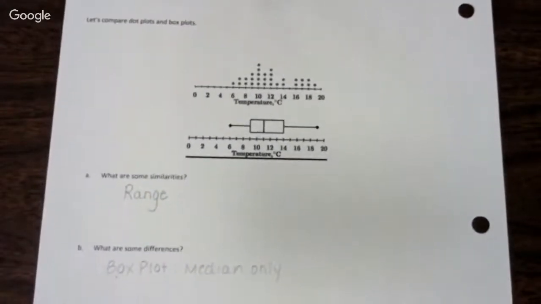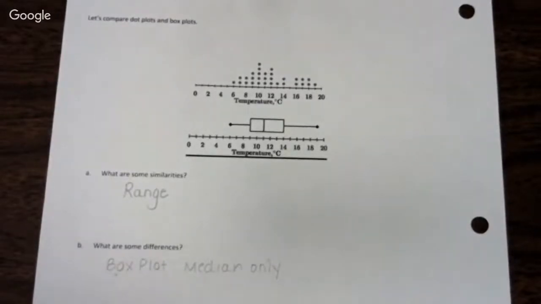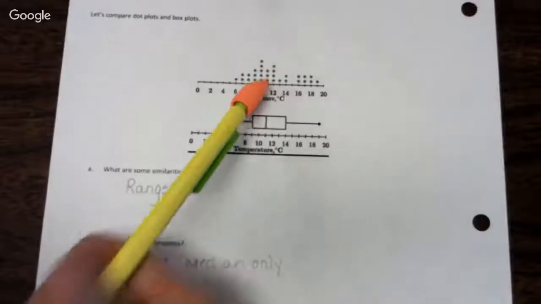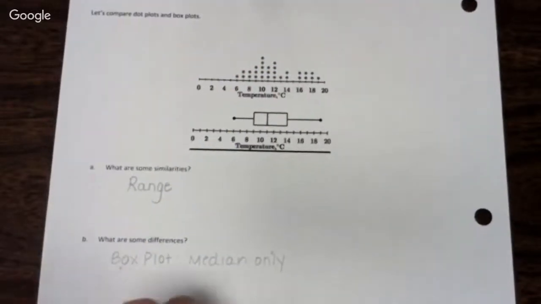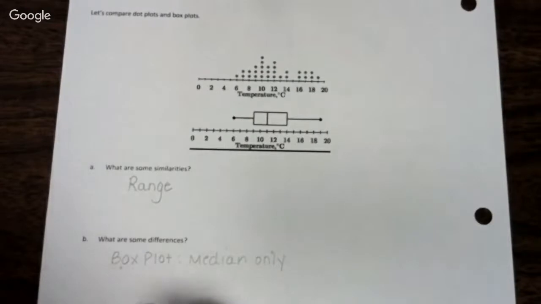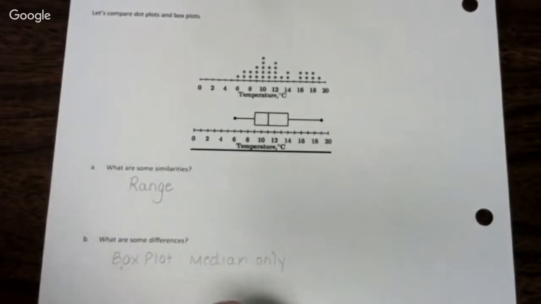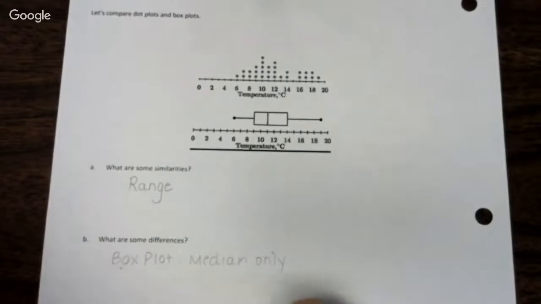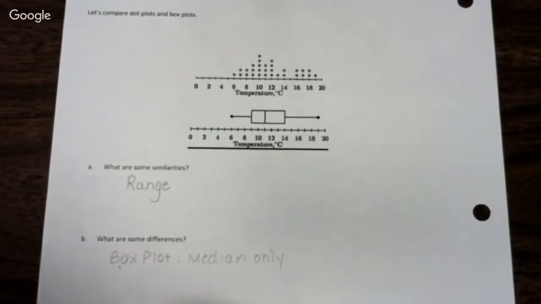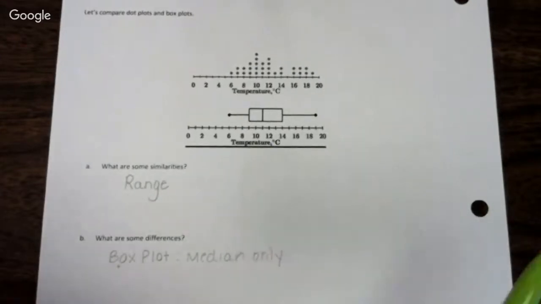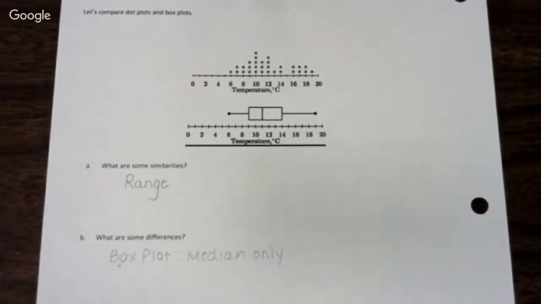So which graph do you think is more descriptive? Well, you can tell a little bit more from the dot plot because you can find the mean, median, and mode. You can find the range in both of them because you can just subtract the highest minus the lowest. I would say the dot plot, though, just because you can see the data points, gives you a little bit more description of the actual data.